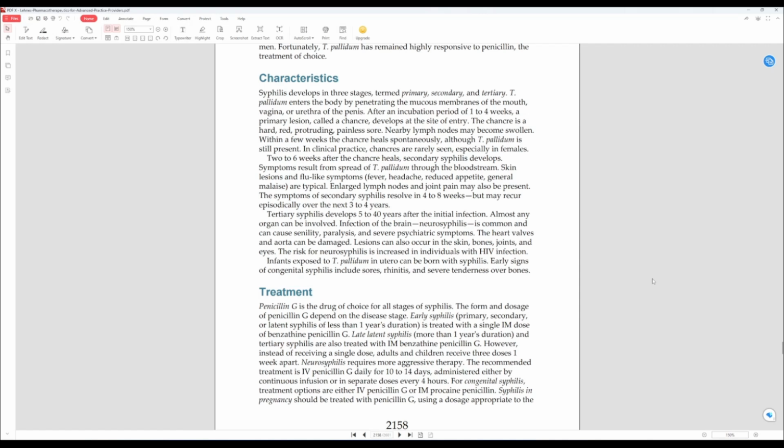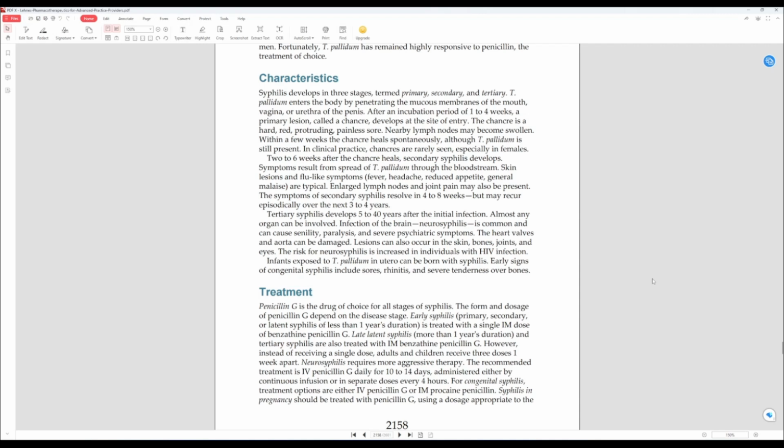2 to 6 weeks after the chancre heals, secondary syphilis develops. Symptoms result from the spread of T. pallidum through the bloodstream. Skin lesions and flu-like symptoms are typical. Enlarged lymph nodes and joint pain may also be present. The symptoms of secondary syphilis resolve in 4 to 8 weeks, but may reoccur episodically over the next 3 to 4 years. Tertiary syphilis develops 5 to 40 years after the initial infection.